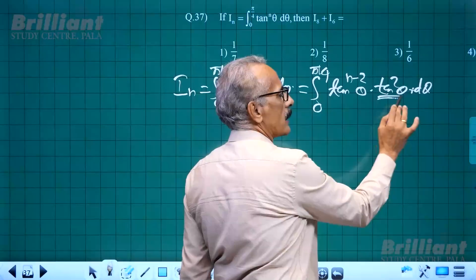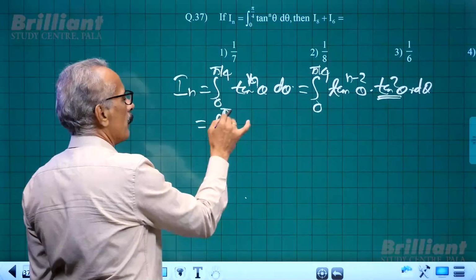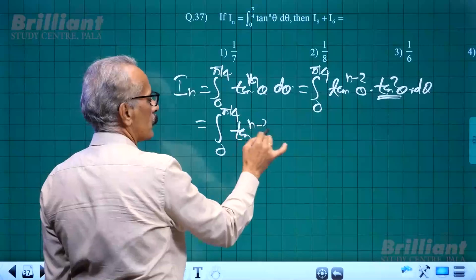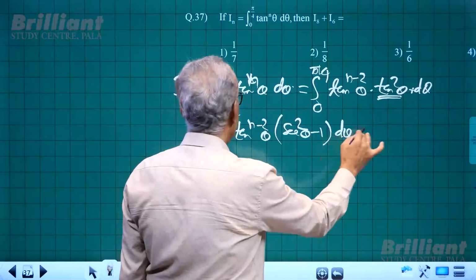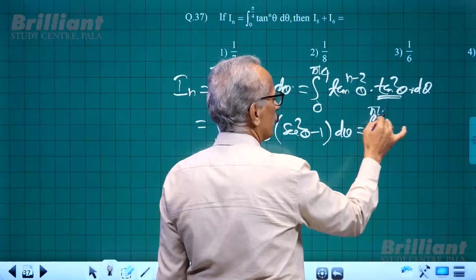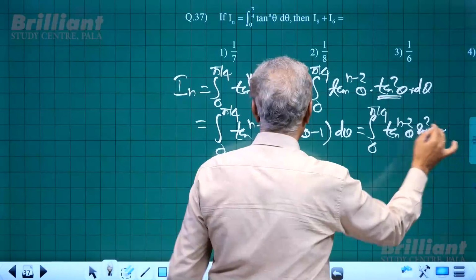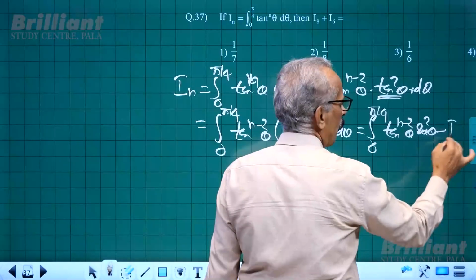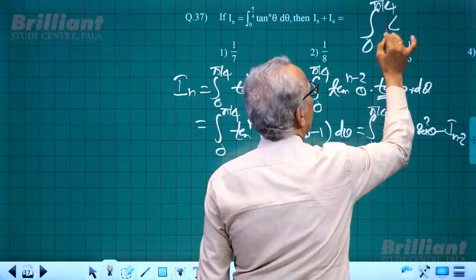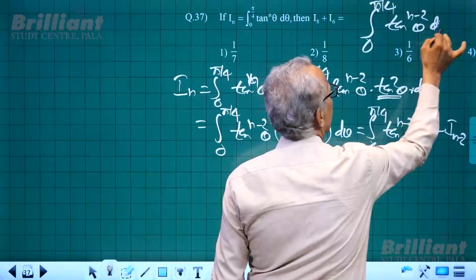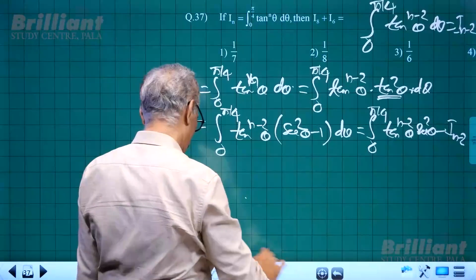Now you replace this tan square by sec square theta minus 1. So this is equal to integral 0 to pi by 4 tan raised to n minus 2 theta into sec square theta minus 1 d theta. We open the bracket: integral 0 to pi by 4 tan raised to n minus 2 theta into sec square theta, minus tan raised to n minus 2 theta. That is integral 0 to pi by 4 tan raised to n minus 2 theta d theta. This is called I_(n-2). We don't have space on the board. That's the reason.